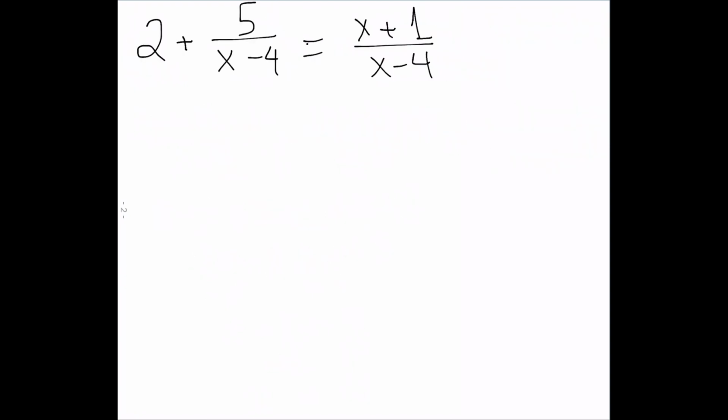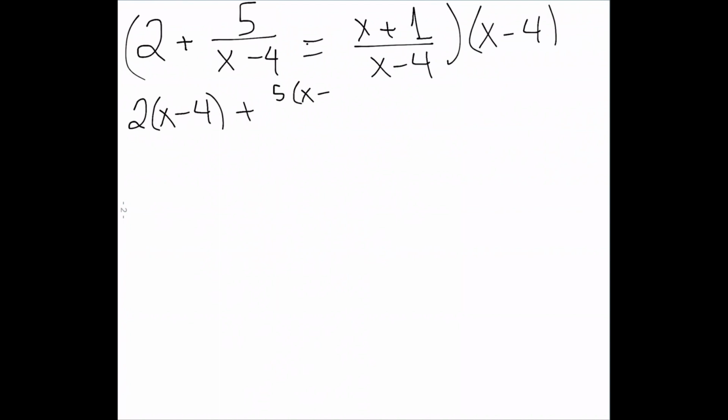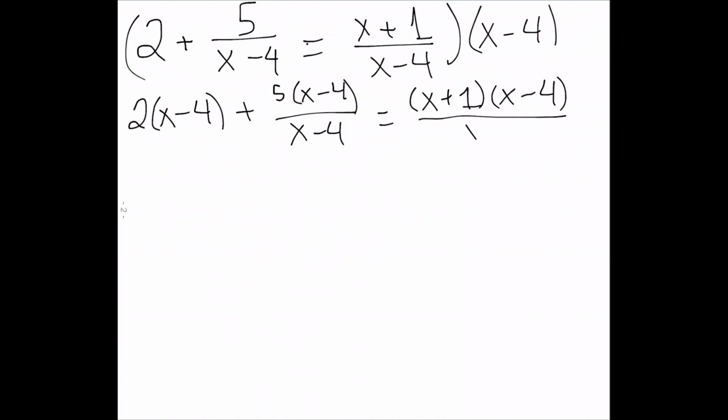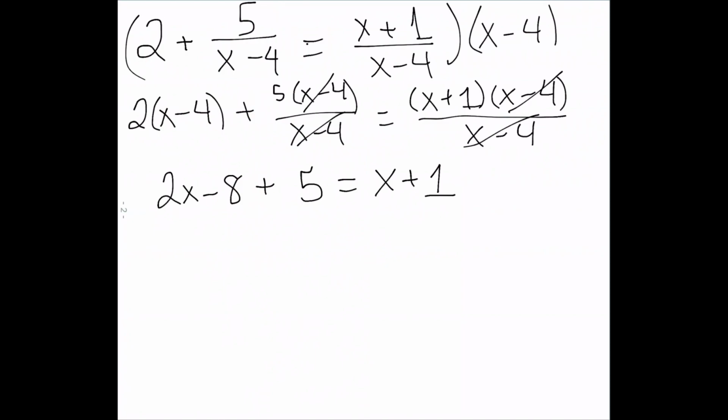For another one, 2 plus 5 over x minus 4 is equal to (x plus 1) over (x minus 4). The only thing on a denominator here is x minus 4, so I'm going to multiply everything by x minus 4. So I have 2(x minus 4) plus 5(x minus 4) over x minus 4 is equal to (x plus 1)(x minus 4) over x minus 4. Once again, things cancel. When I distribute out this parenthesis, I have 2x minus 8. This fraction is just a 5. And then finally, at the right, I have an x plus 1. So 2x minus 3 is equal to x plus 1.